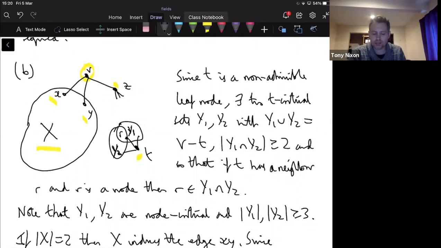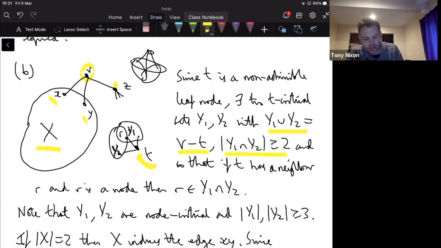By a lemma from last time, in fact, there are always 1, 2, 3 possible critical sets that block the 3 possible reductions. So from a lemma from last time, we can always choose 2 of them, Y1 and Y2, such that Y1 union Y2 is actually all of the graph except for the critical set, that they intersect in at least 2 elements, and so that if T has a neighbor R which is a node, then we can choose R to be in the intersection. So that's what I've done here. R is in the intersection of Y1 and Y2.